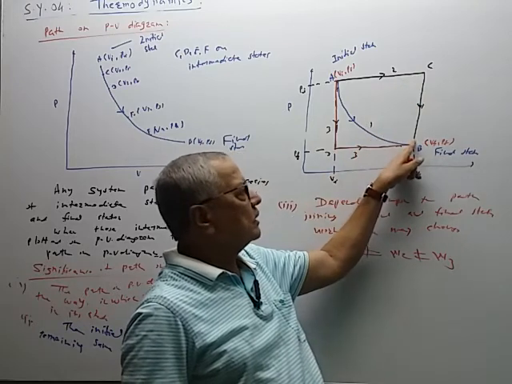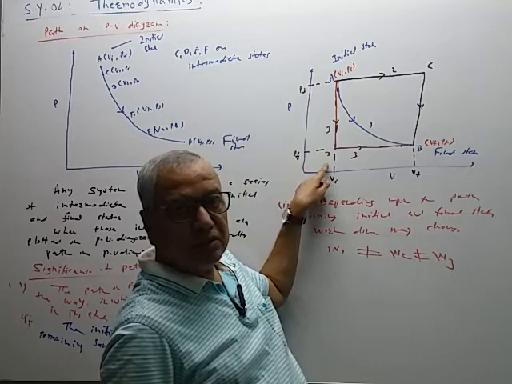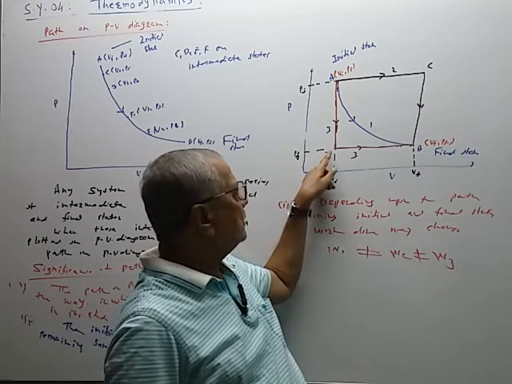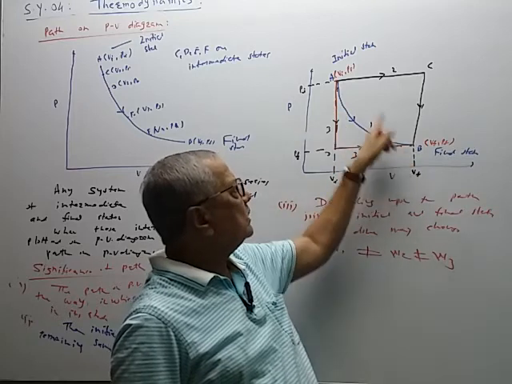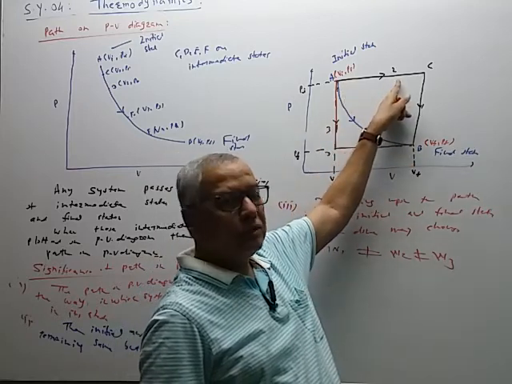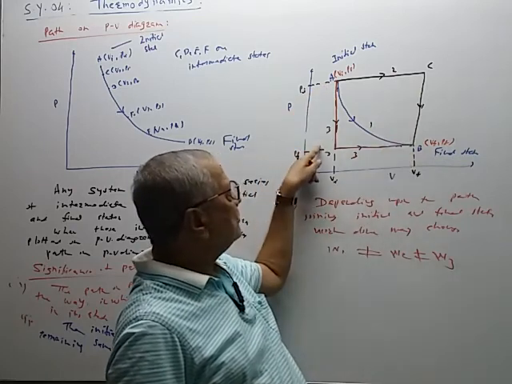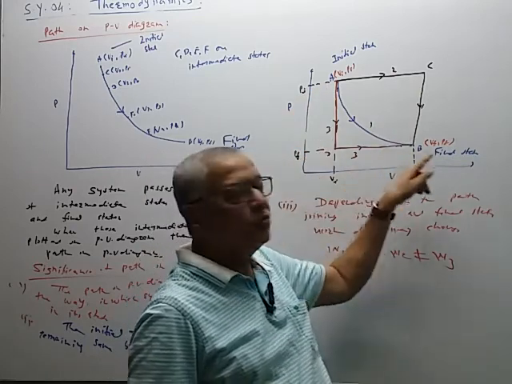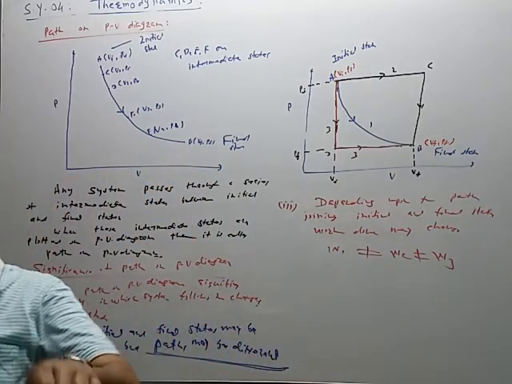So no work is done here. Now in the third path, from A to B, there is a change in pressure only, volume is remaining constant, and then there is a change in volume. So pressure and volume change continuously: pressure remains constant, volume changes; volume remains constant, pressure changes, like this. So this is the significance of the path.